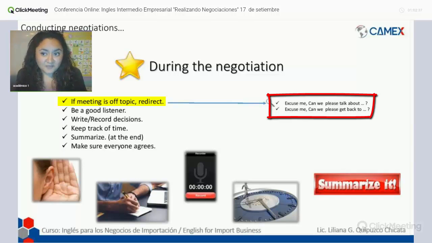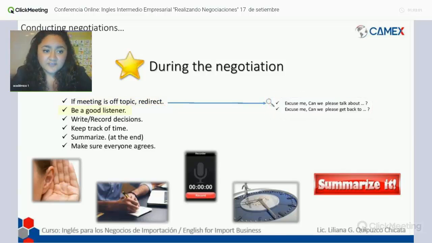So in this case, I have to be focused and I have to ask them, "Excuse me, can we please get back to what we were talking about, the prices and the lead time?" So you have to have your agenda printed on your mind or printed physically so you can stick to it.